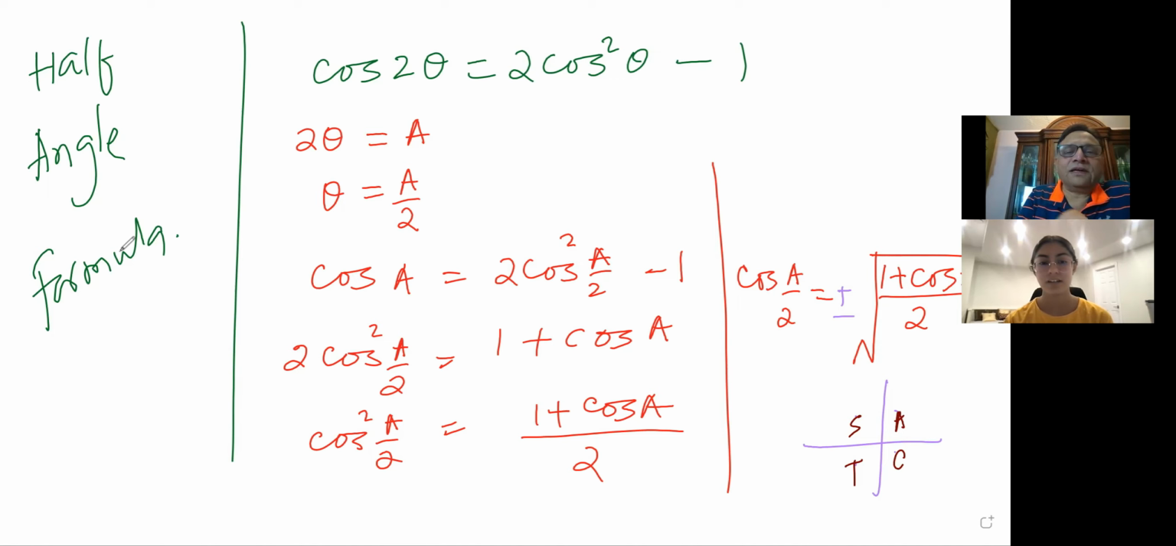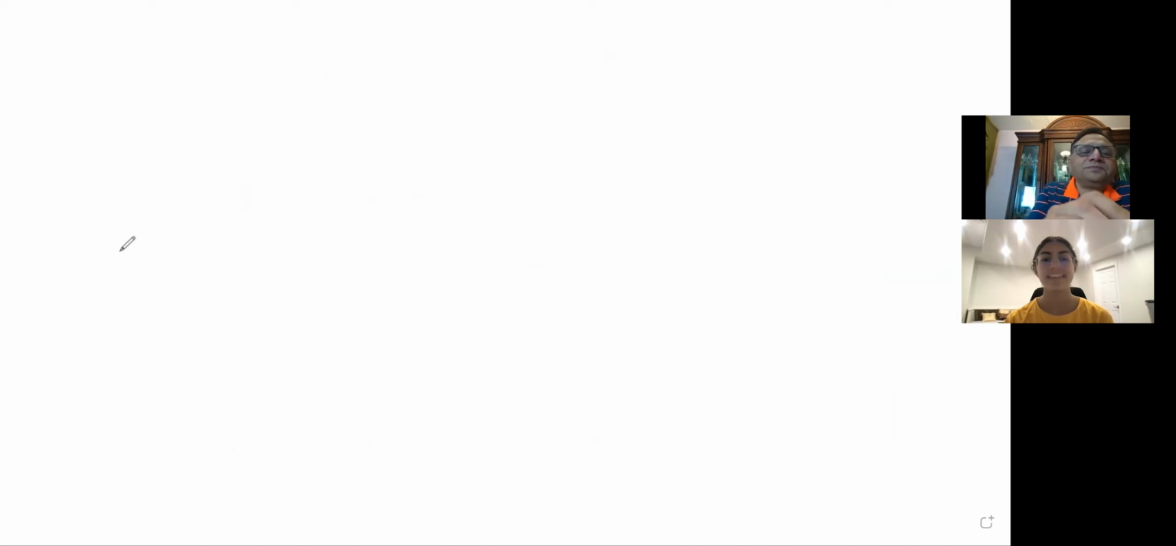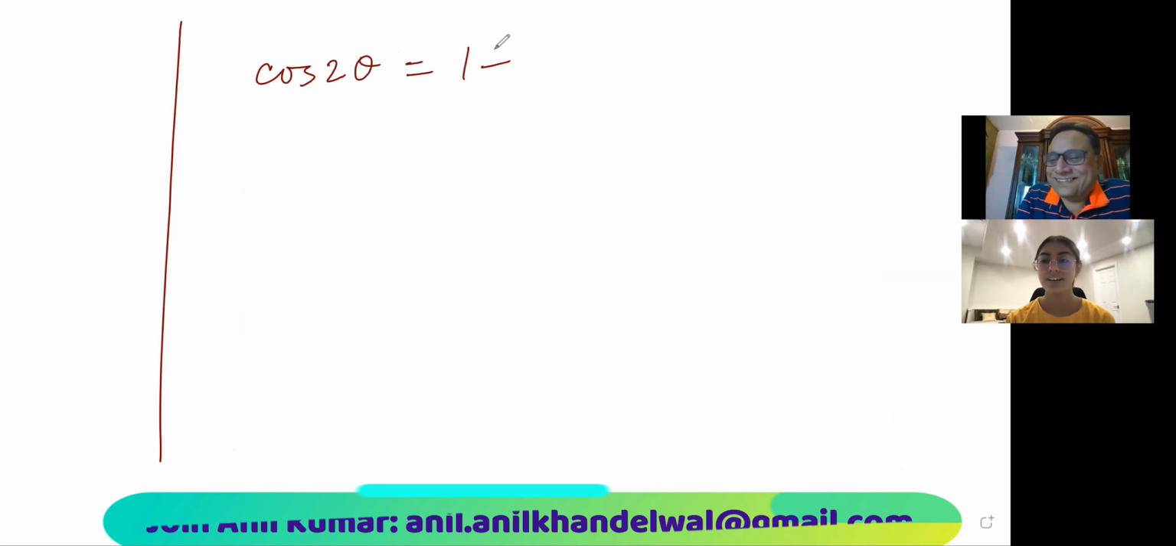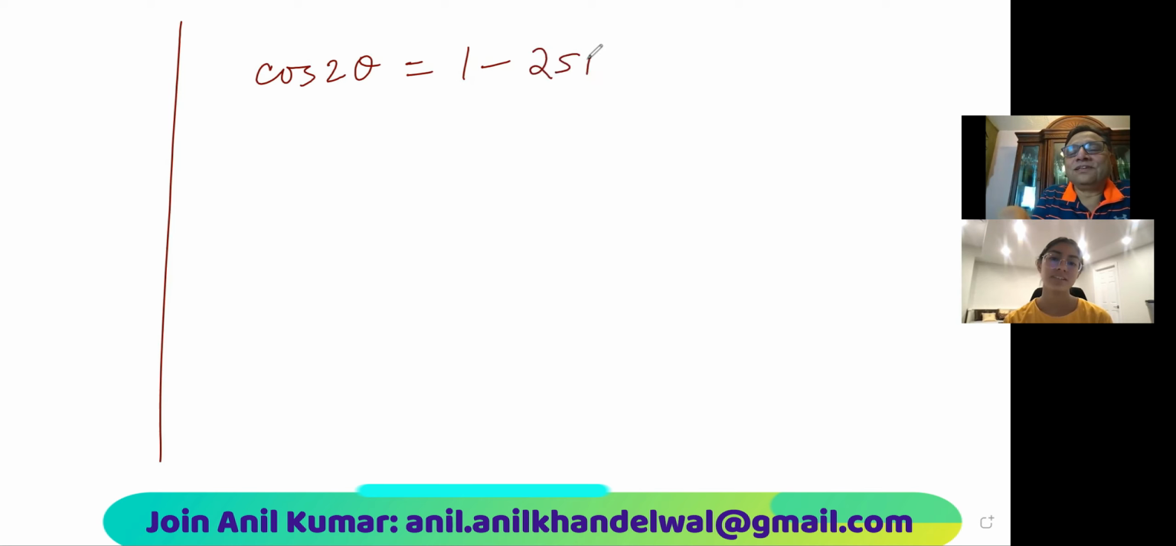So can you find the half angle formula for sine now? Yeah, I can do it. How will you do it? Tell me. So are we still using cos 2 theta? Yes. Okay, so sine 2 theta has both the terms, sine and cosine, so it's very difficult to isolate. Now cos 2 theta has only one term, basically 1 minus 2 sine squared theta.